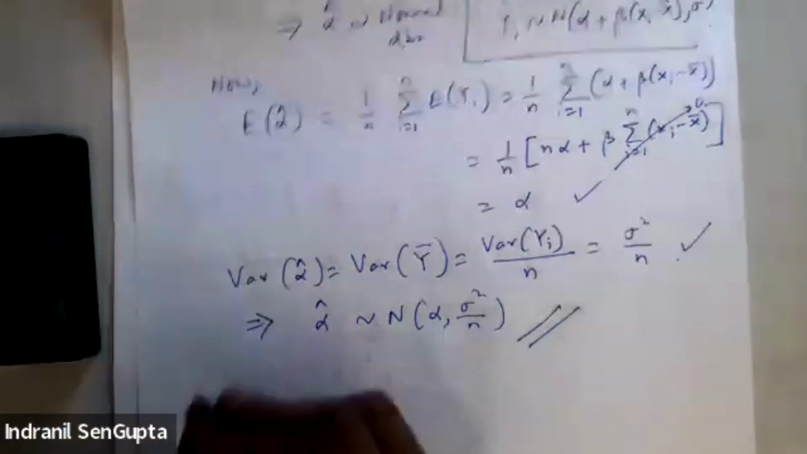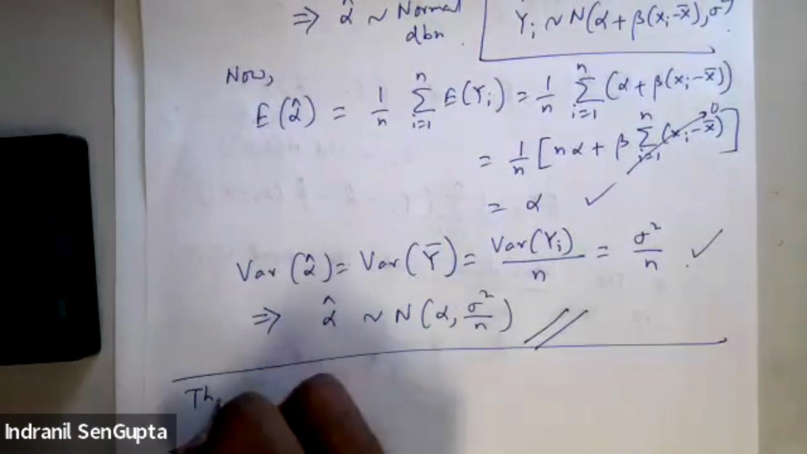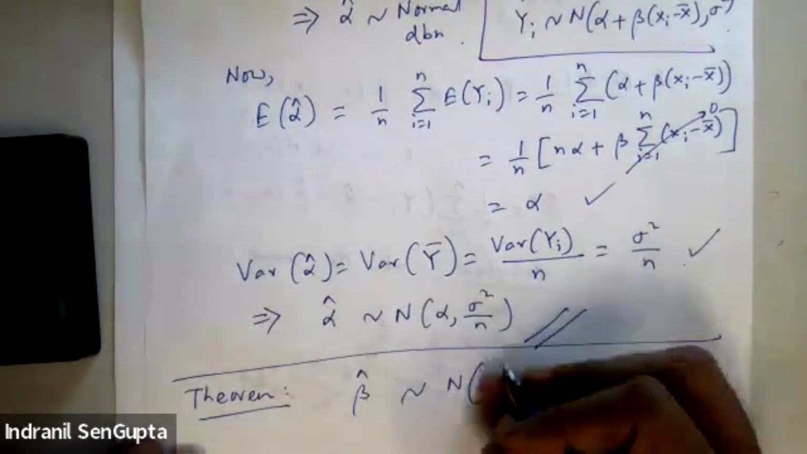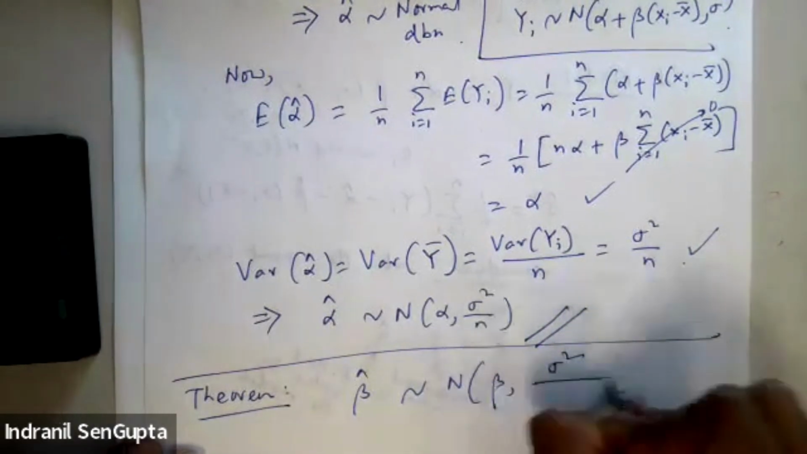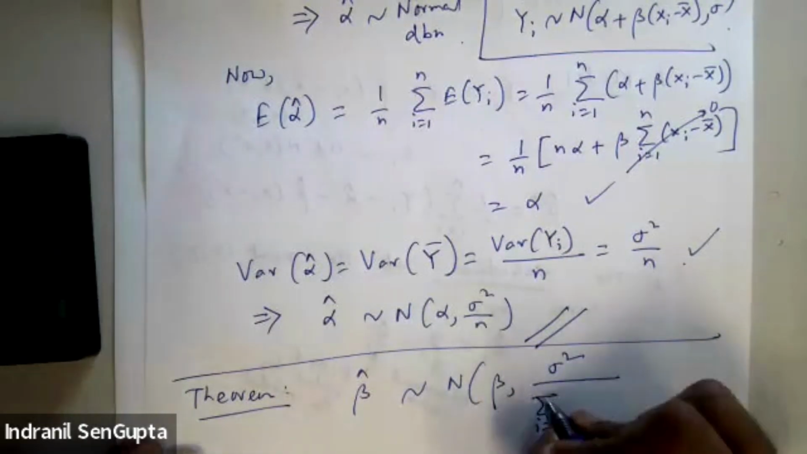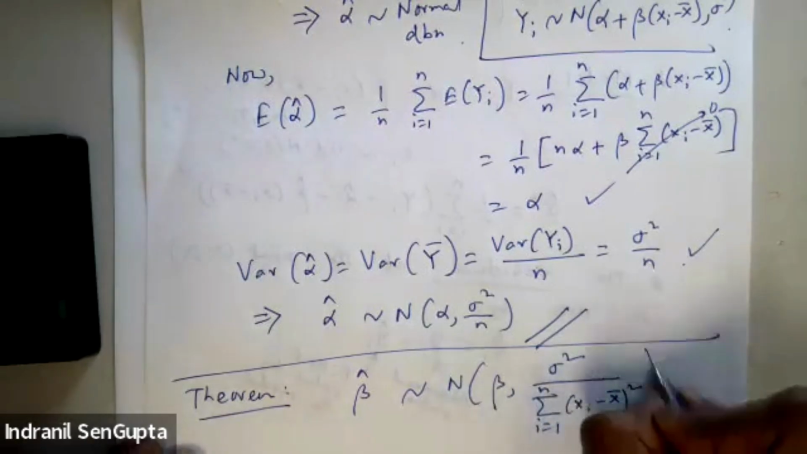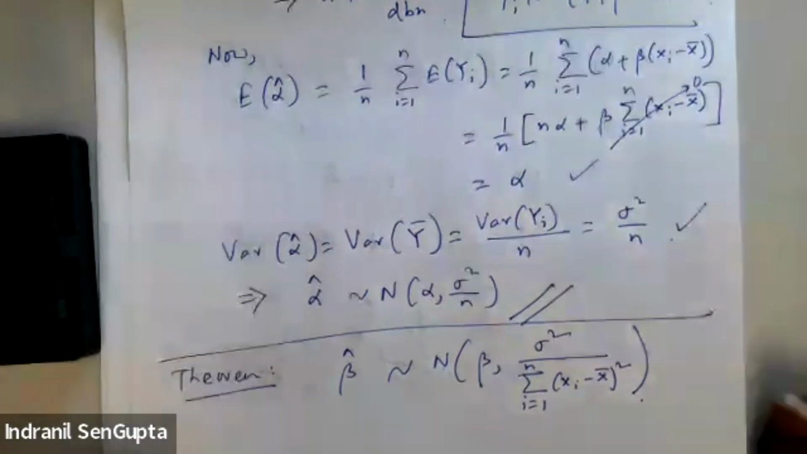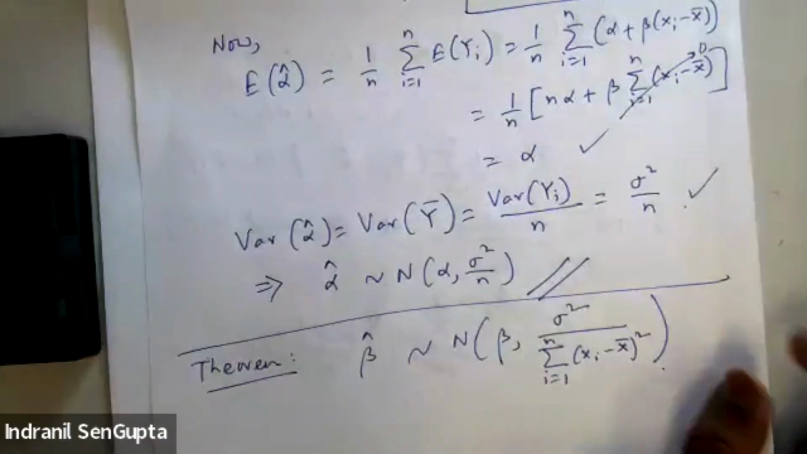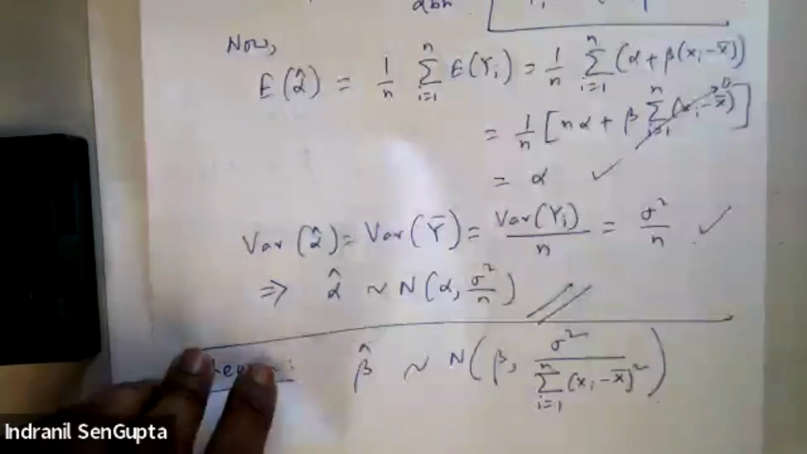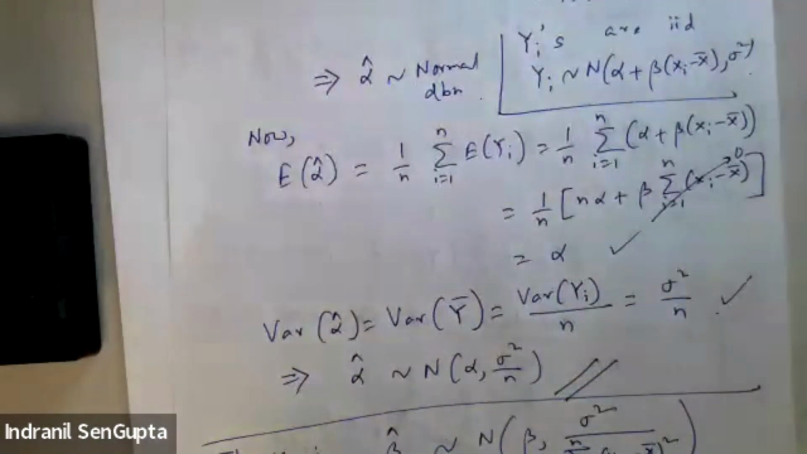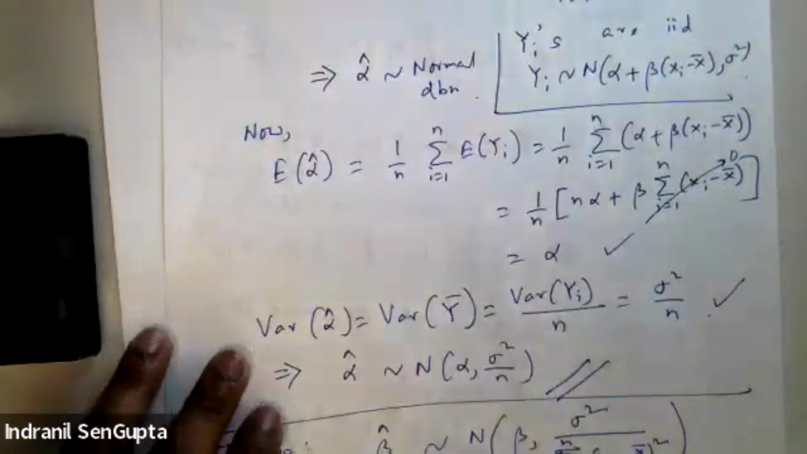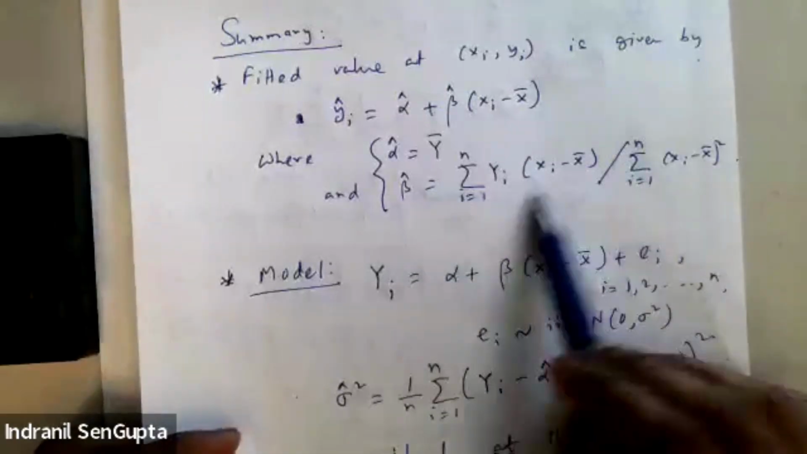Okay, next theorem. So theorem for the beta hat. Beta hat follows a normal distribution with mean beta and variance sigma squared over the summation from i equals 1 to n of xi minus x bar squared. All right, so what is the formulation for beta hat? We have already summarized it on the last page. So here is the expression for beta hat, which is this one, right?